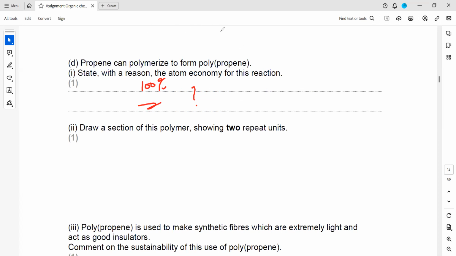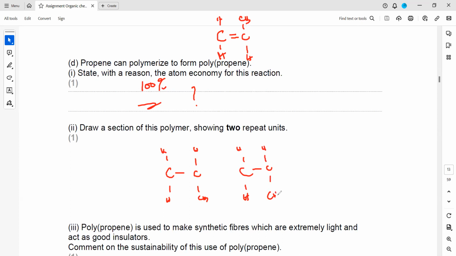We want to draw a polymer. So this is a propene. We just have to draw the section. So this is one. This is another. And we link them together by a single bond, because the double bond will break and it will turn into a single bond. So this is a section of the polymer, the part of a polymer.